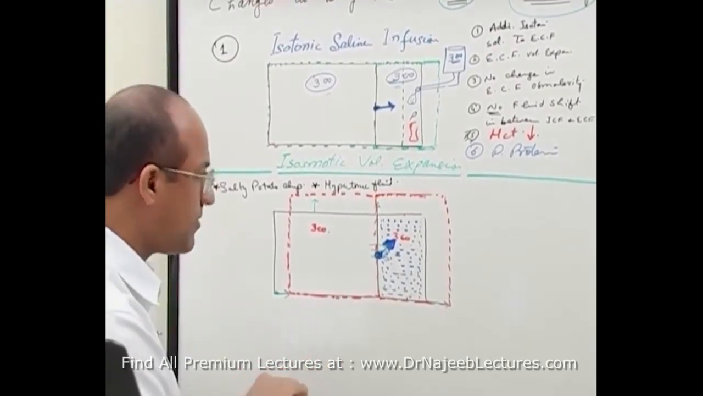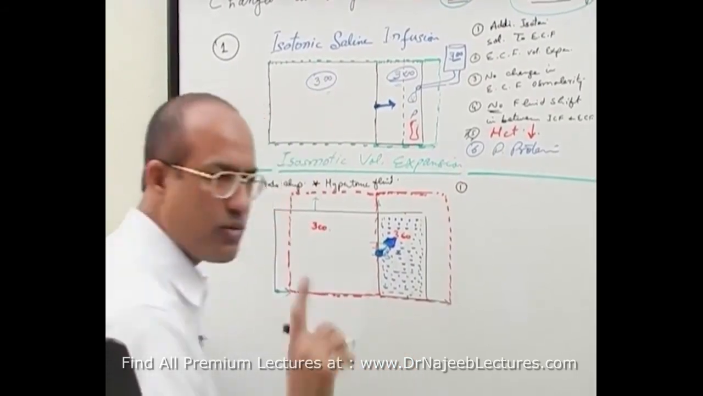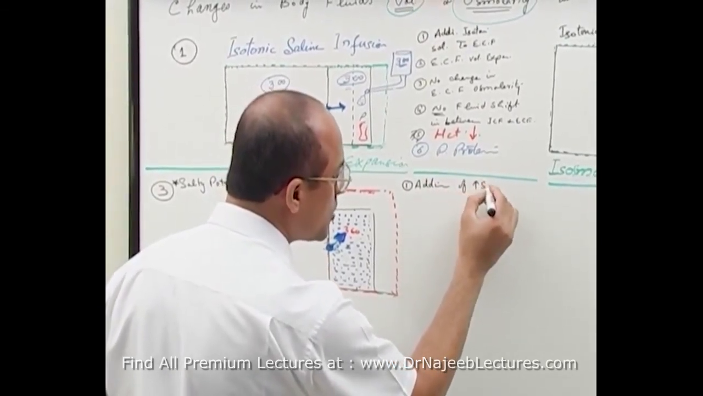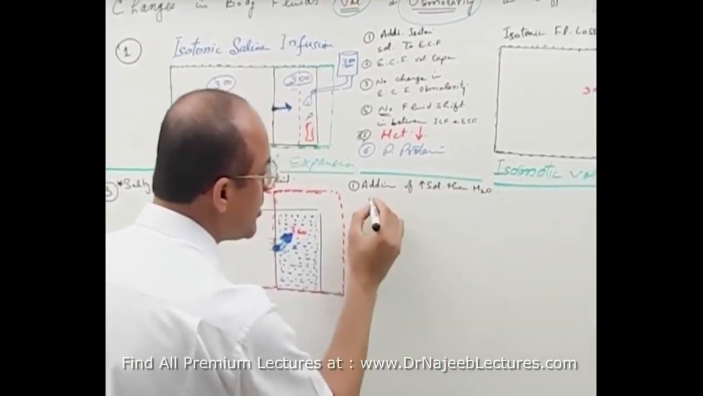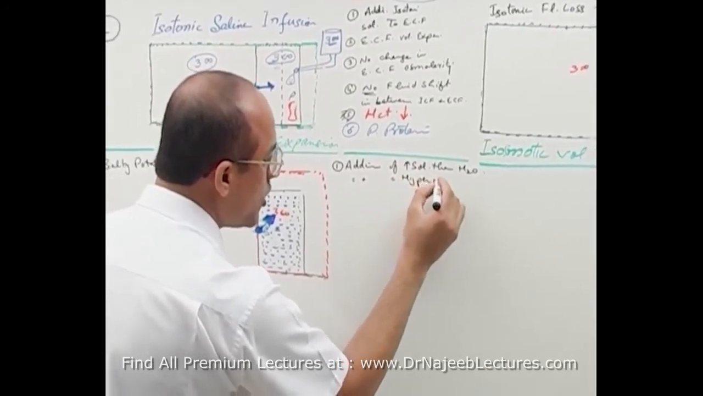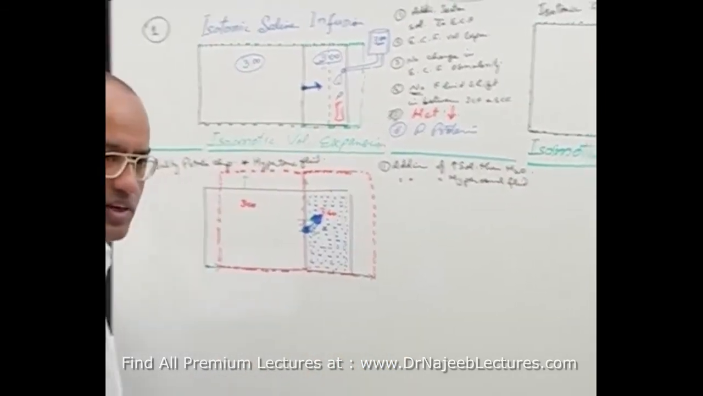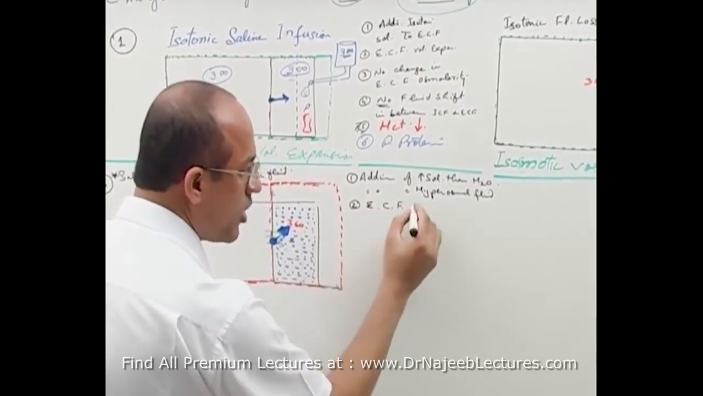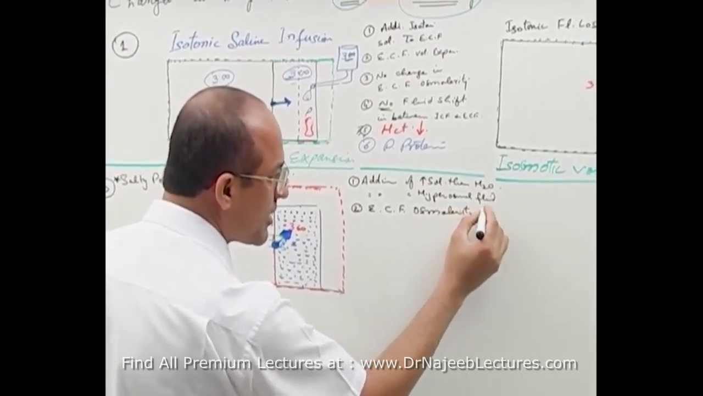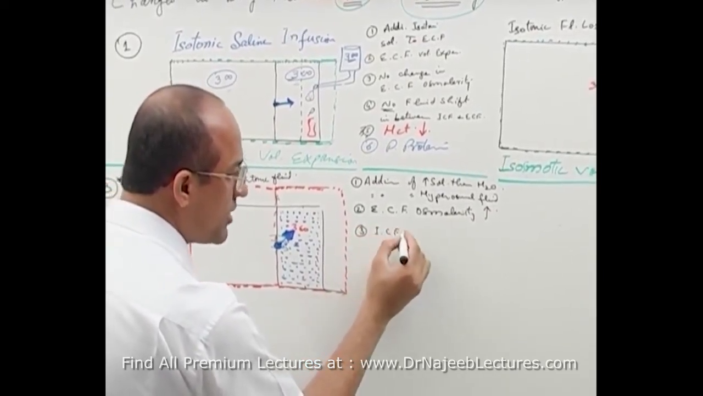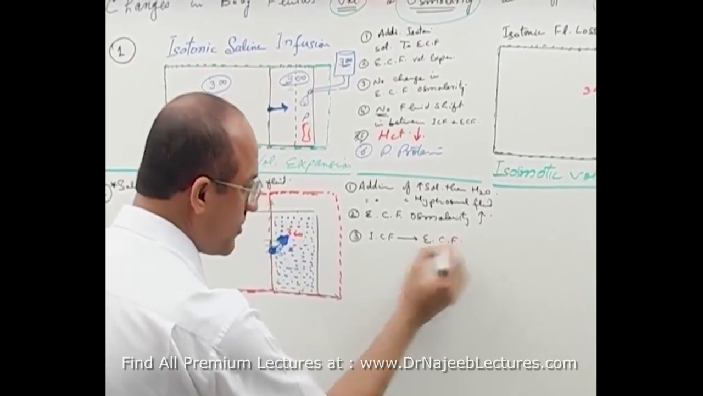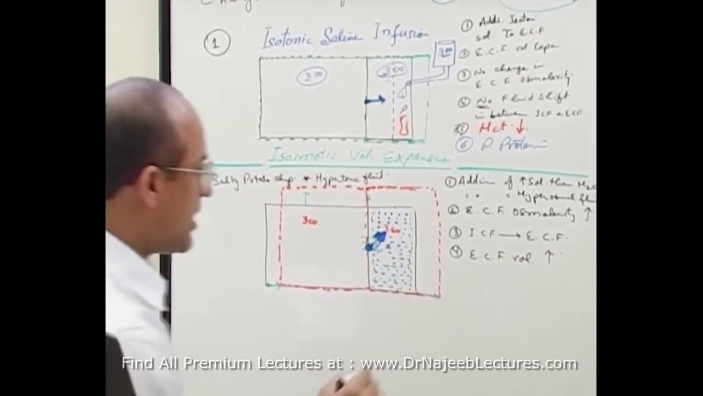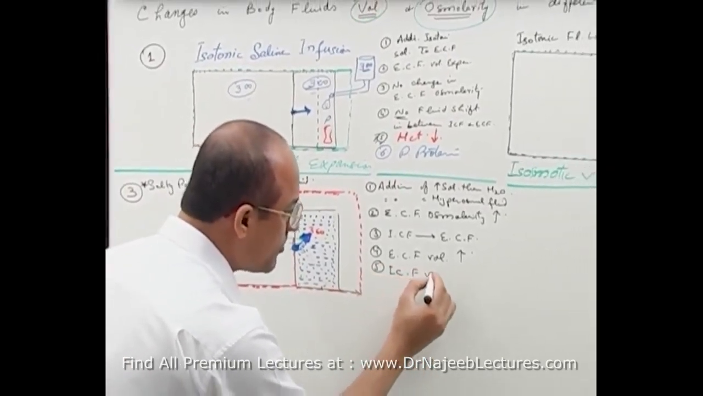Now we can write what really happened. Point number one, the first change is addition of, what is addition in the body? Addition of more solute than water. That is addition of hyperosmolar fluid in the body. Is that right? This is the first change. Second change is, what is that? Extracellular fluid osmolarity increases. What is the fluid shift? Intracellular fluid shifts to extracellular fluid. Extracellular fluid volume increases. And of course, intracellular fluid volume decreases.